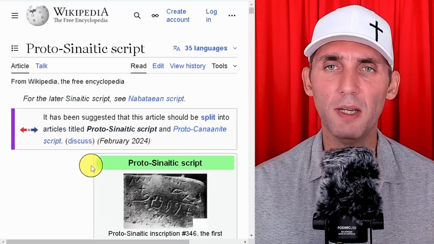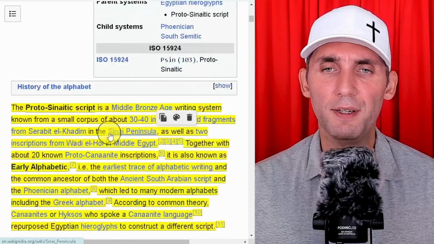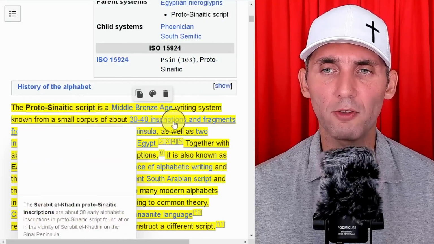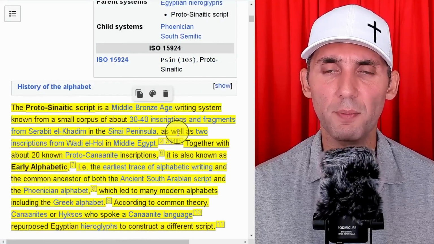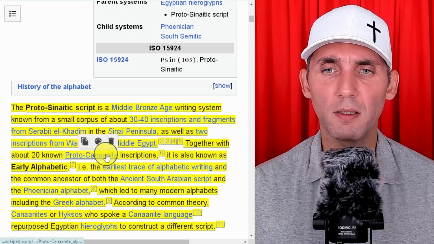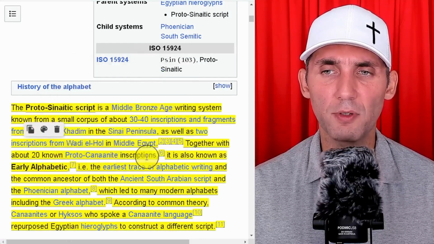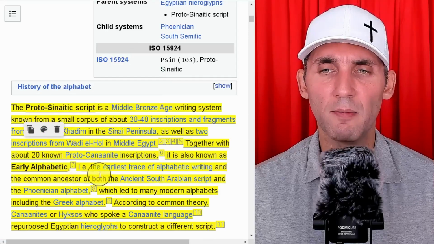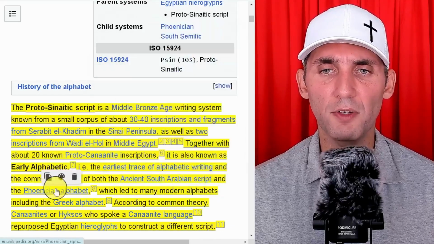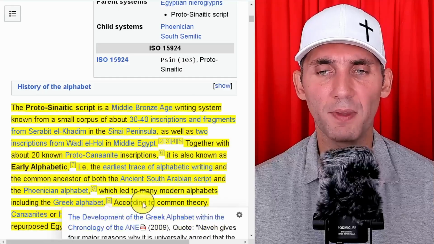So here is from Wikipedia. This is Proto-Sinaitic script, and you can see what it looks like. And it says the Proto-Sinaitic script is a Middle Bronze Age writing system known for small corpus of about 30 to 40 inscriptions and fragments from Serabit el-Qadim and the Sinai Peninsula, as well as 2 inscriptions from Wadi el-Hol in Middle Egypt. Together with about 20 known Proto-Canaanite inscriptions, it is also known as Early Alphabetic, the earliest trace of alphabetic writing and the common ancestor of both the ancient South Arabian script and the Phoenician alphabet, which led to many modern alphabets, including the Greek alphabet.